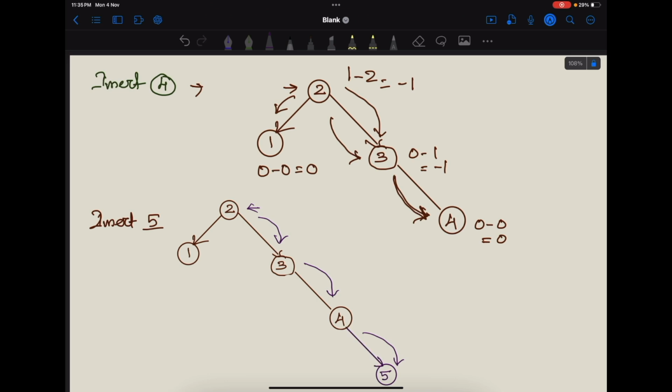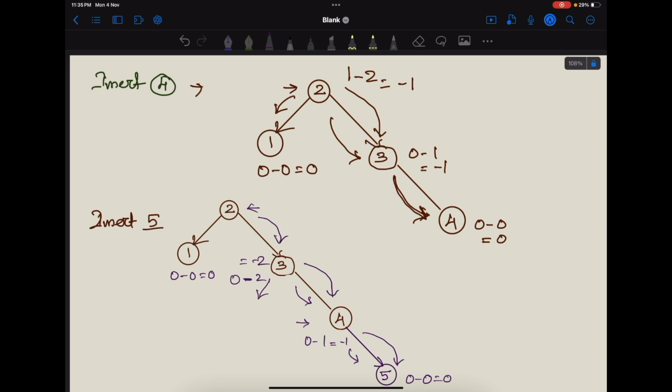And now we have to calculate the balance factor. So for 5, 0 minus 0, so the answer is 0. And for number 4, 0 minus 1, so the answer is minus 1. And for 3, 0 minus, because there is no left hand side, and on the right hand side we have 2 levels, so 2, the answer is minus 2. And for this 1, 0 minus 0 is equal to 0.